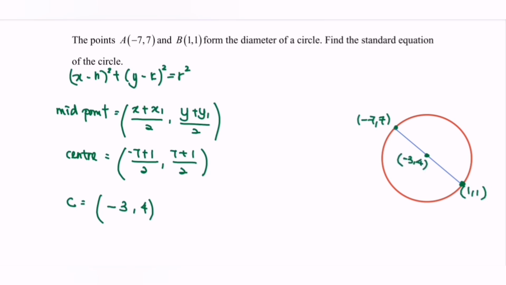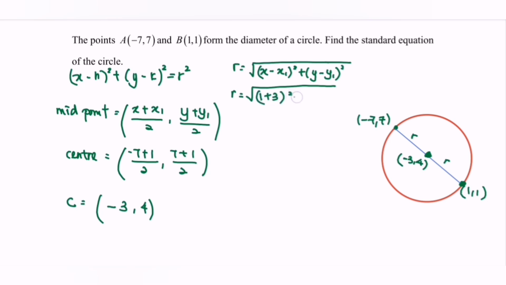So in order to find the radius, r equals the square root of (x minus x1) squared plus (y minus y1) squared. So let's say we pick the center and the point 1, 1 as the values of x and y. So r will be equal to the square root of 1 minus -3, so we will have plus 3, squared, plus 1 minus 4, squared.